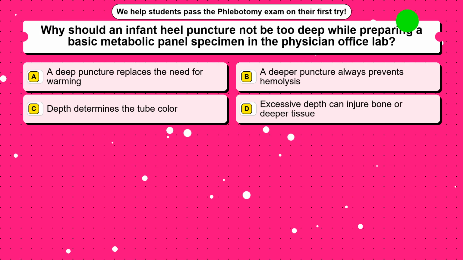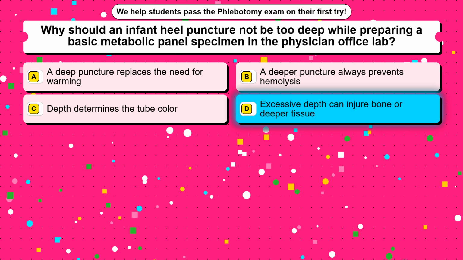Question 68. Why should an infant heel puncture not be too deep while preparing a basic metabolic panel specimen in the physician office lab? Option A. A deep puncture replaces the need for warming. Option B. A deeper puncture always prevents hemolysis. Option C. Depth determines the tube color. Option D. Excessive depth can injure bone or deeper tissue.